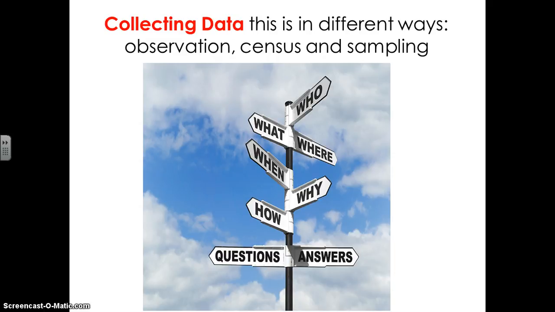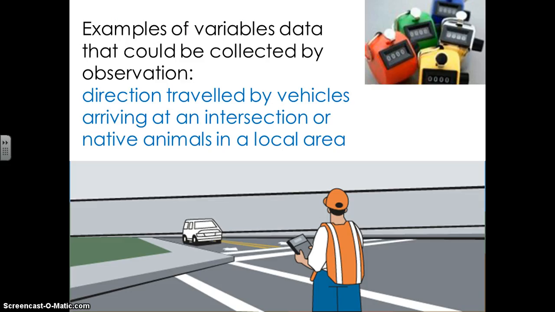When we collect data, we can do this in different ways, like observation, census and sampling. An example of data that could be collected by observation could be when you have someone standing and counting cars and observing cars at an intersection. They might be looking at colours or types of vehicles, things like that.